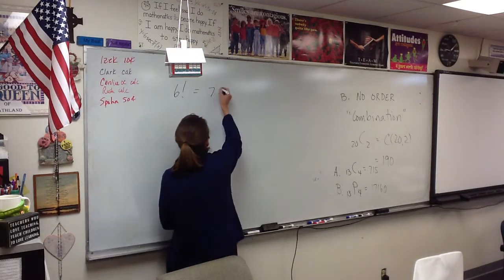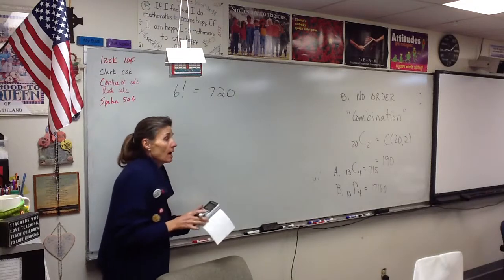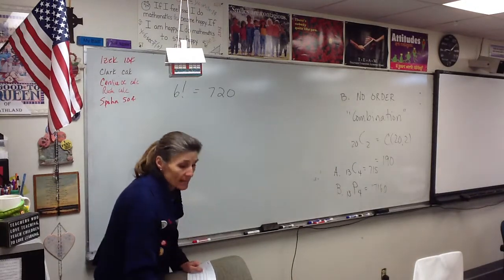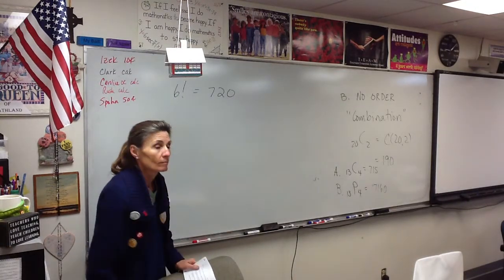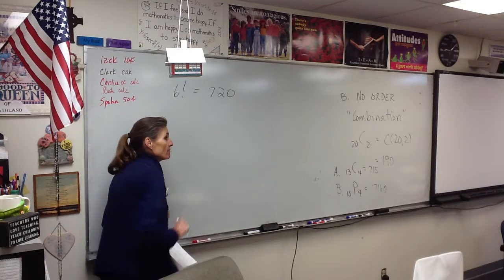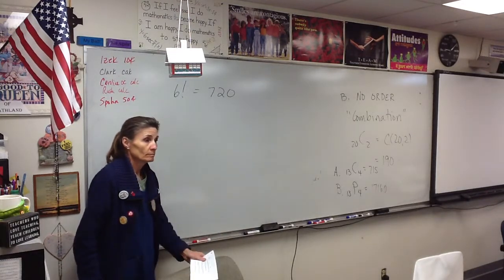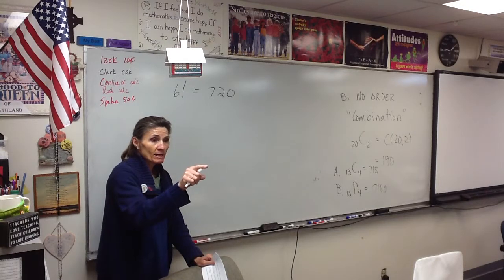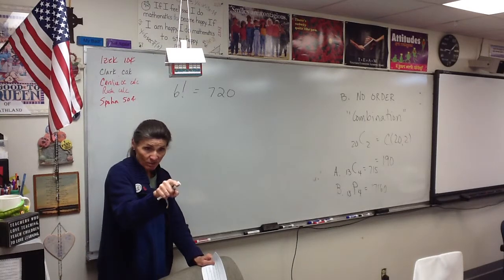6 factorial is 720. Now, I want somebody to explain to me how we got 6 factorial. 6 letters, none of them repeat. Bingo. Everybody okay with that? 6 factorial. You got it?